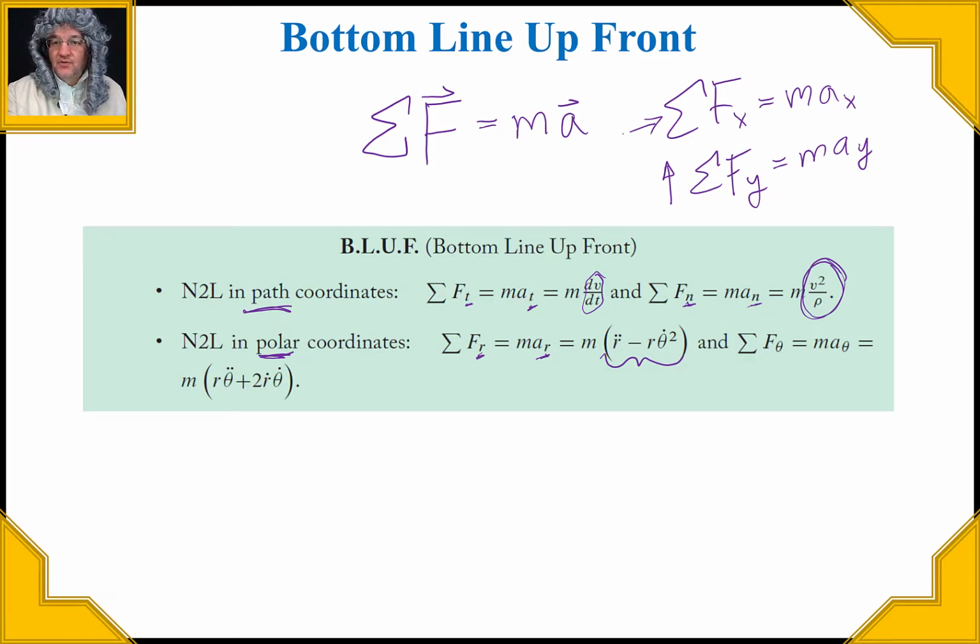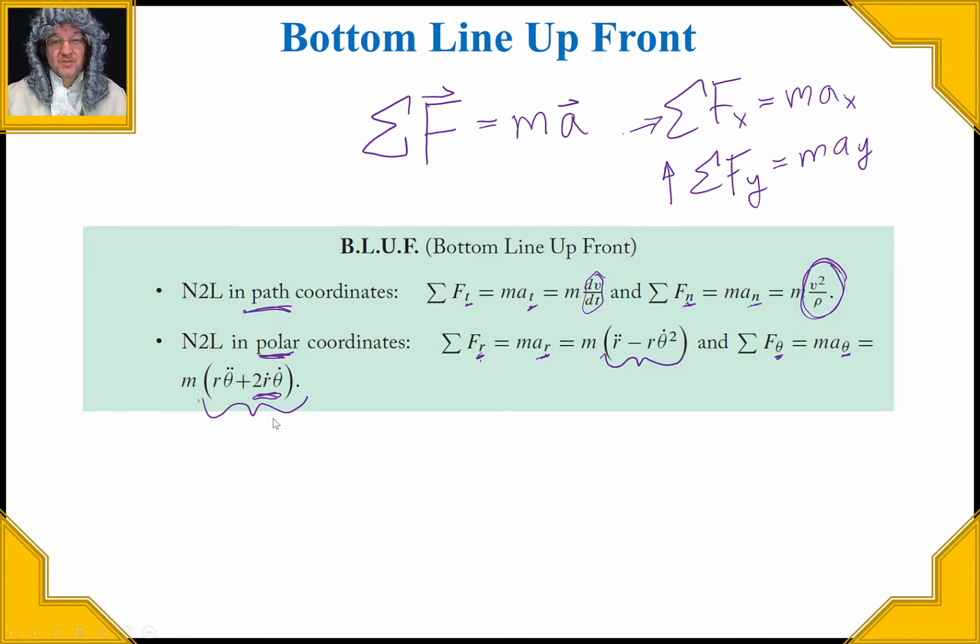But we also have the sum of the forces in the theta direction. We could think of this as the transverse, right? If this is the radial, we can call this the transverse direction. It's equal to mass times acceleration in the transverse direction, and that acceleration also has two parts. The radius times theta double dot, which is the angular acceleration. It's spinning faster and faster, increasing its speed in the rotation. And then we also have this really strange guy right here, 2 times r dot theta dot, and that's the Coriolis acceleration. So these components are really important.